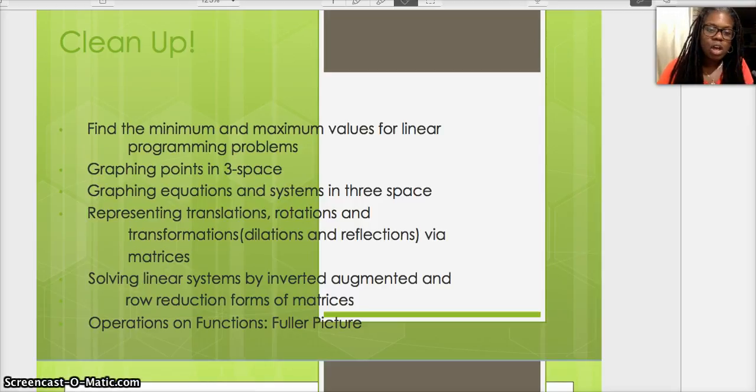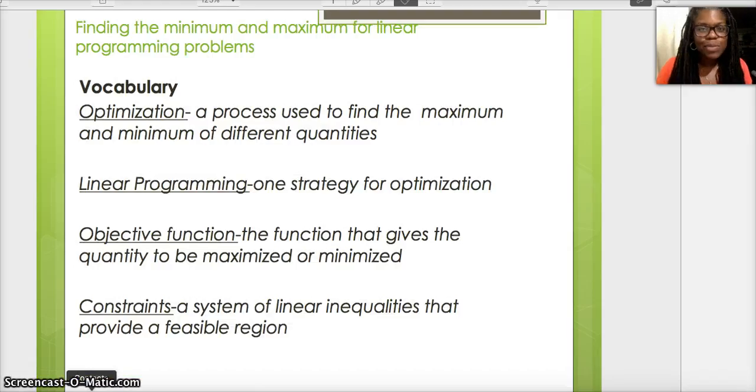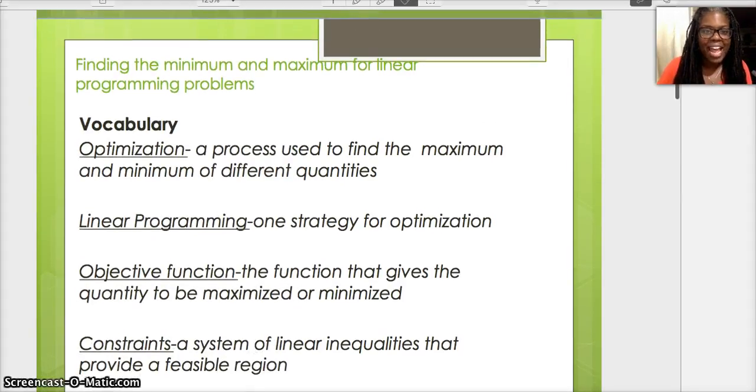We're also going to discuss solving linear systems by inverted and augmented and row reduction forms of matrices. We did the row reduction. We can review that again, but I want to talk about inverted matrices and how we'll solve systems of linear equations. And finally, I want to talk about operations on functions, a slightly fuller picture. Really, there's two concepts that I don't feel like I went over as well as I wanted to, so I just want to make sure we cover that.